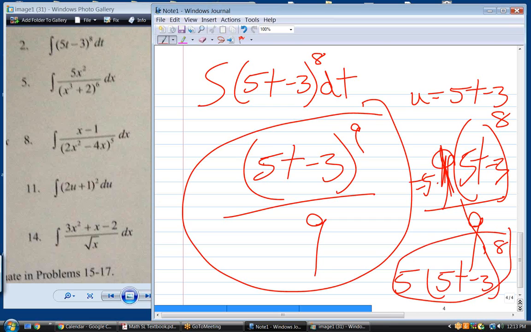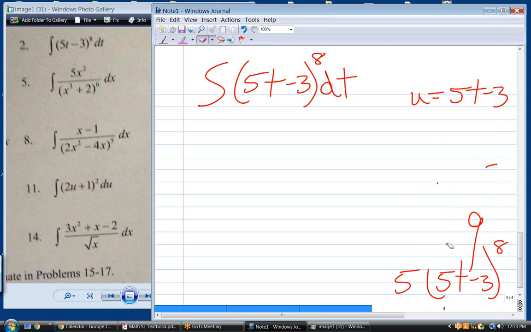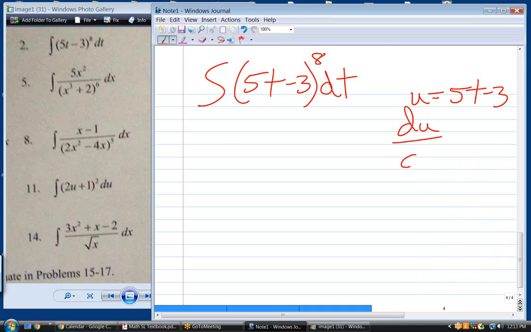The whole thing about integration is that you have to be able to take the derivative of the integral and come up with the function that you started with. The function we started with was 5t minus 3 to the 8th, and using just the reverse power rule, I didn't get that. So that's why we cannot use just the reverse power rule. So du dt equals what? 5. What's du equal? 5 dt.